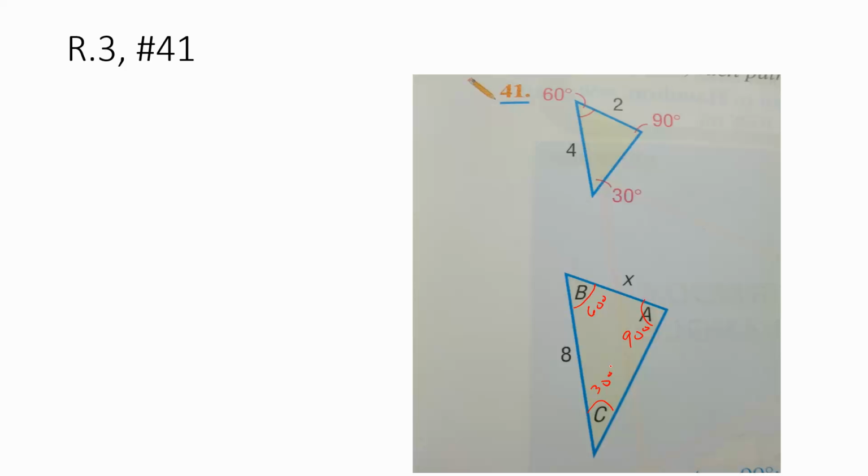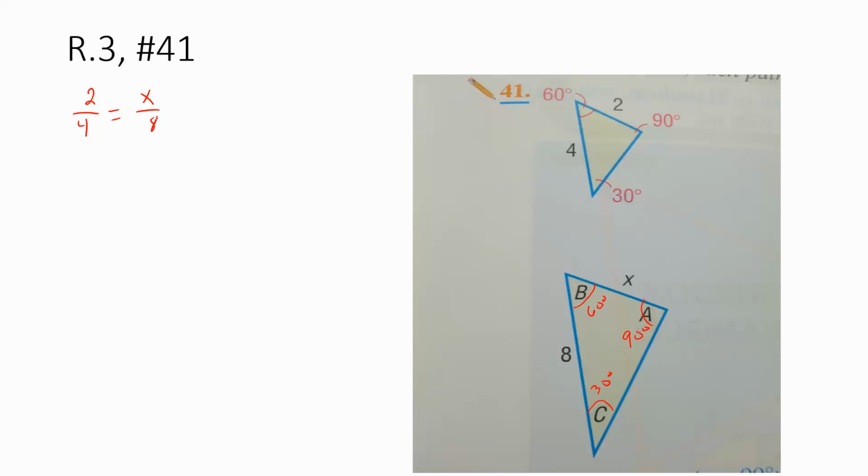Now, similar triangles also have sides that are proportional. So these triangles are in proportion to one another. So the sides 2 to 4 would be in proportion to x and 8. So I can write that in fraction form as a proportion. 2 is to 4 as x is to 8.